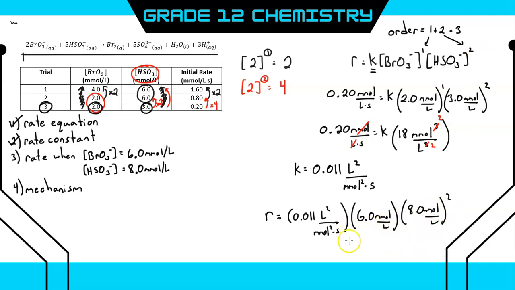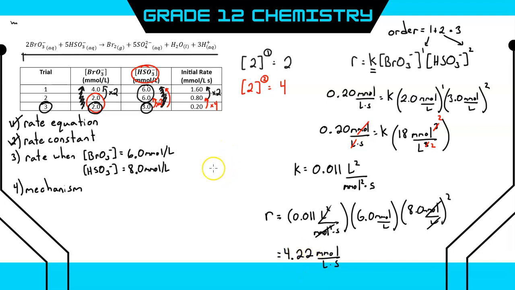So you can see we have millimoles cubed. So 2 of them are going to cancel with this. 2 of the liters are going to cancel with that. And so we get the correct units for our rate, which is millimoles per liter second. And when we multiply those numbers, we get 4.22.